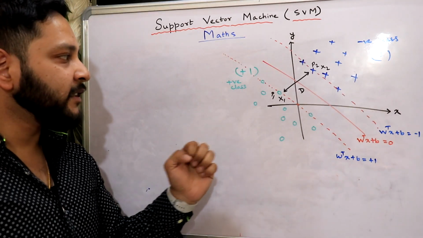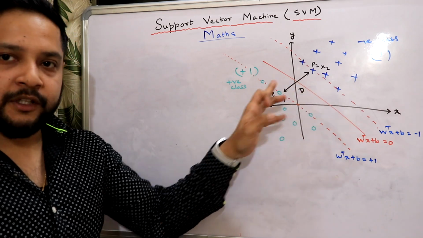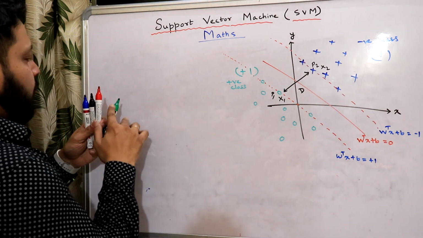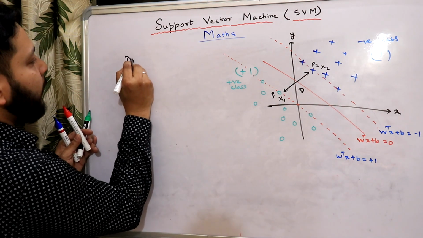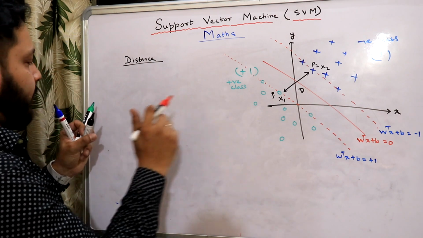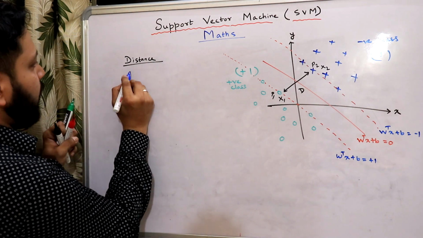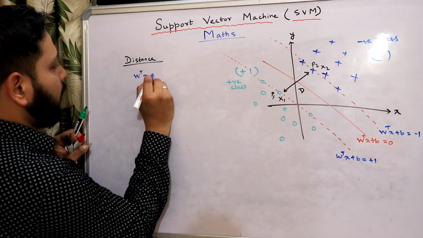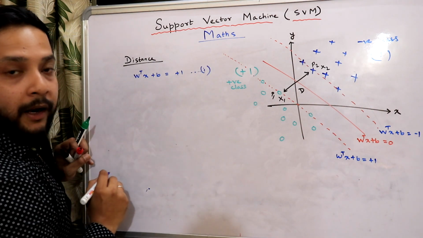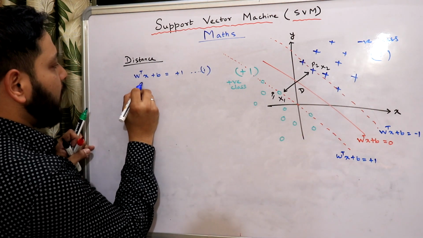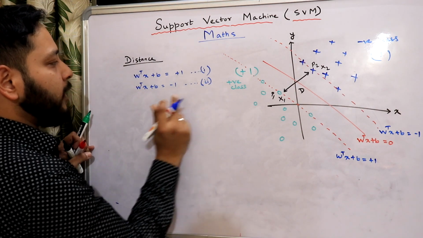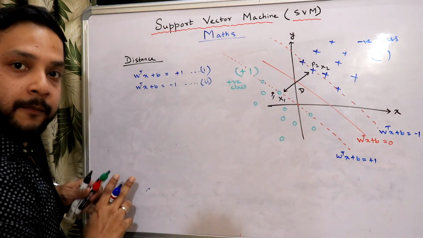Now we need to find the distance between a point x1 and x2. These x1 and x2 are points of different classes. So how to find this distance? This is equation number 1 for this marginal plane, and this is equation number 2 for that marginal plane.